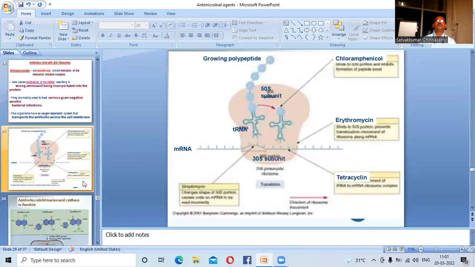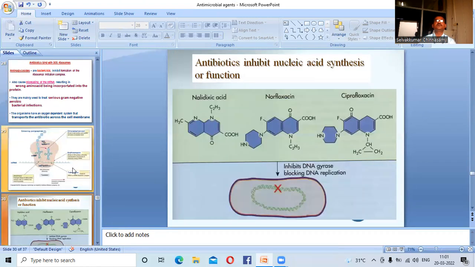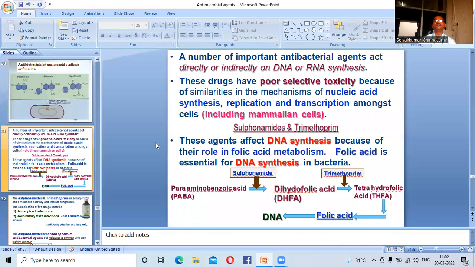Another group of antibiotics is the antibiotics that inhibit nucleic acid synthesis. This type of antibiotic affects and suppresses nucleic acid synthesis, so bacteria may not survive in the presence of the particular antibiotic.